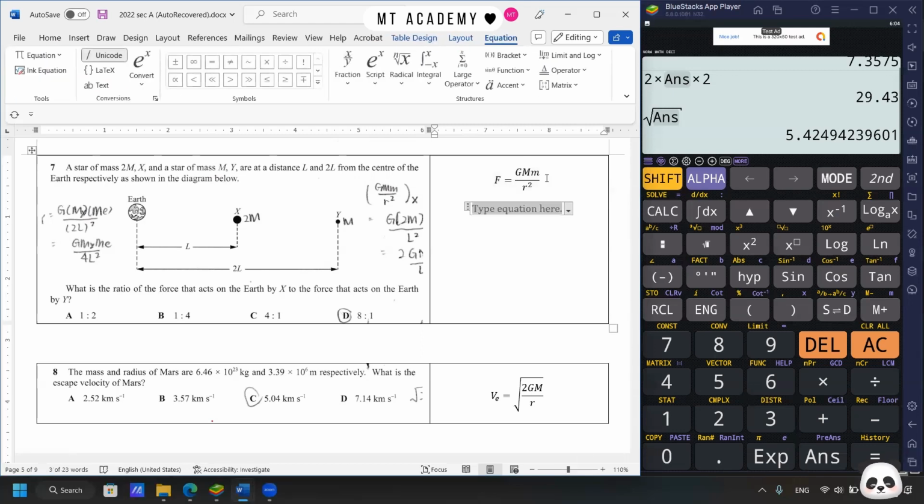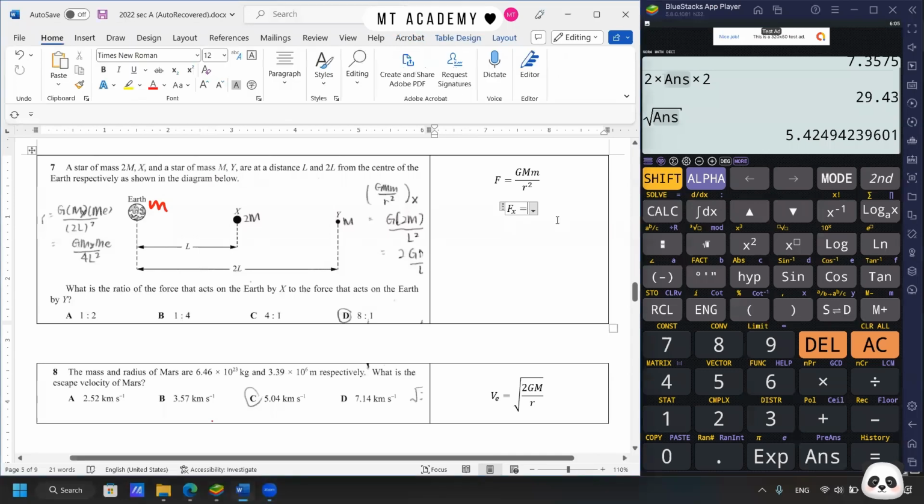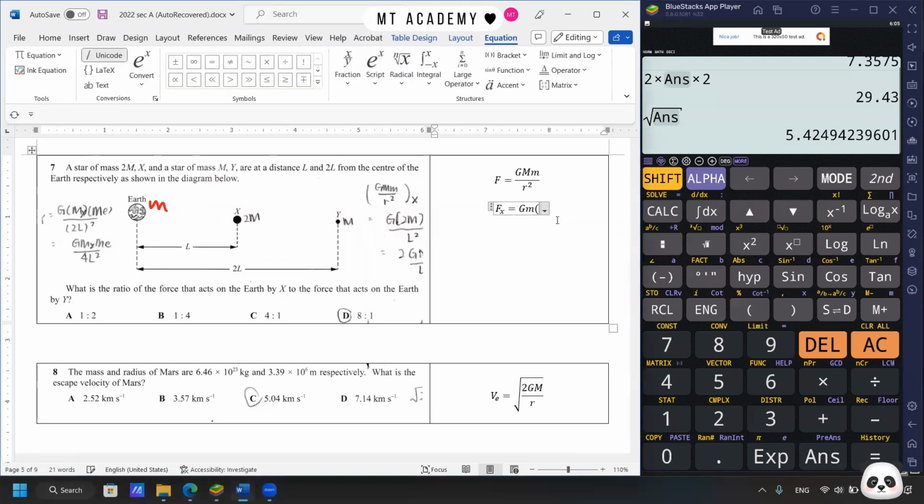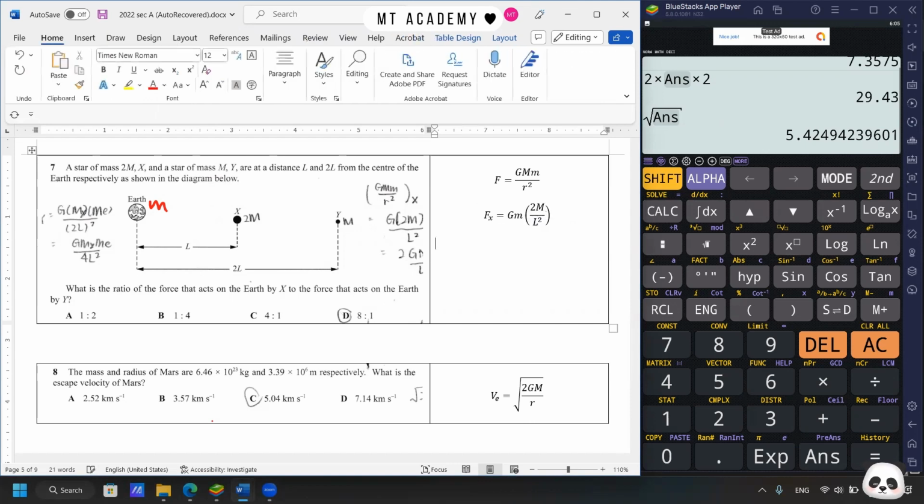So for the force between the Earth and X, let us label it as Fx. So it is equal to G m m over R squared. Since it used capital M for X and Y, let's label the mass of Earth as the small letter m. Okay, so from here we can say that Fx is equal to G m multiplied by the mass of X, M, divided by the square of the distance separation. Here it will be L squared. So this is the force between the Earth and X.